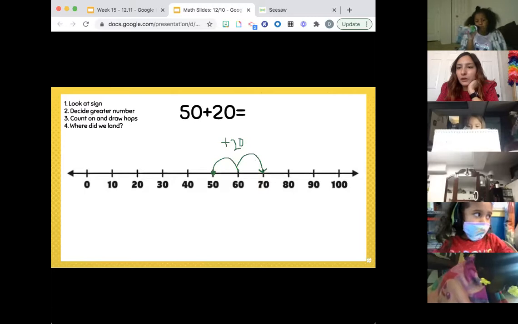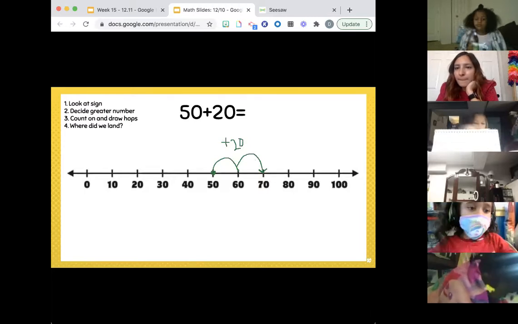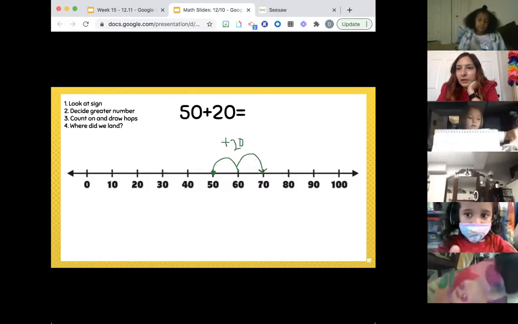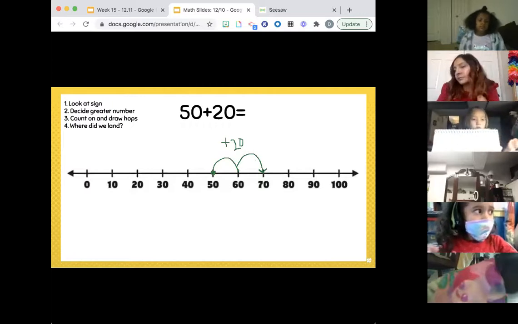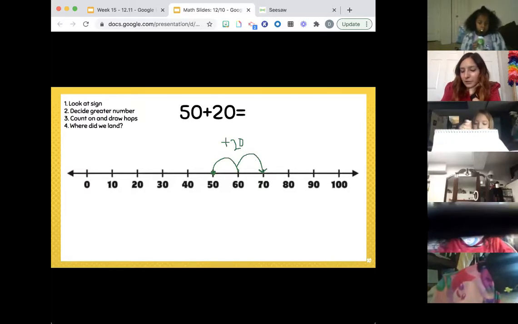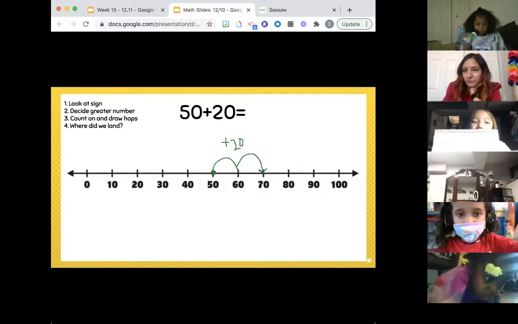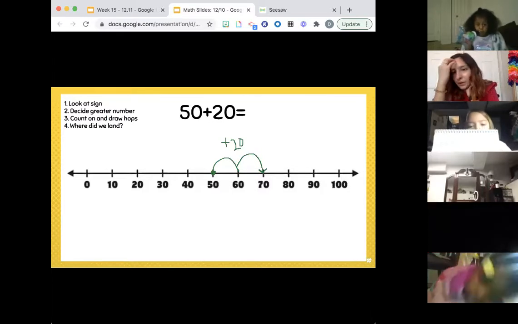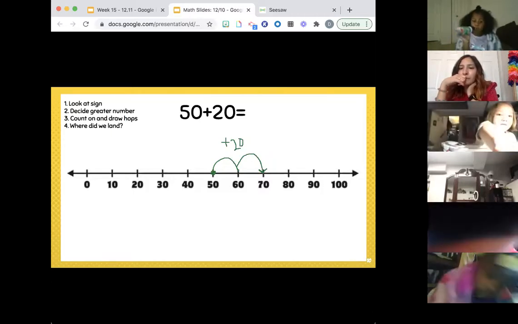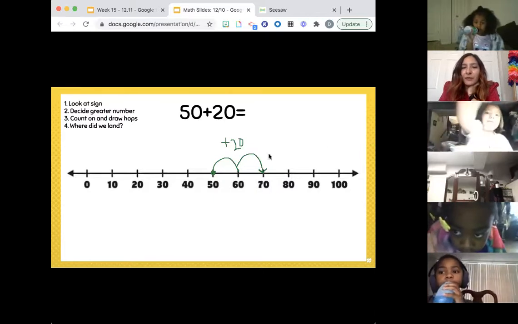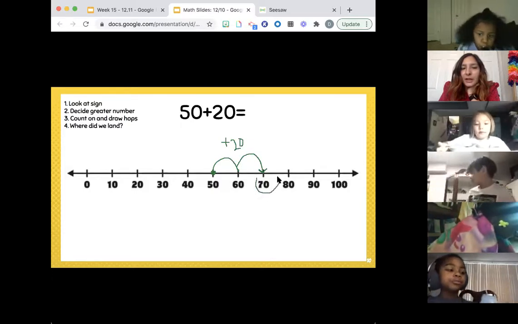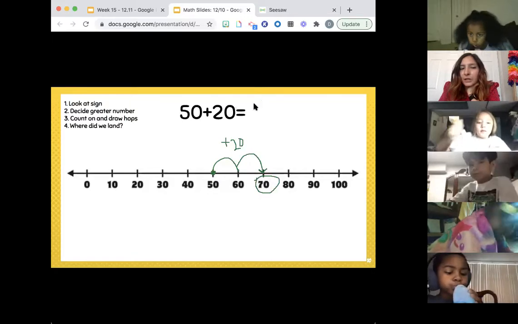Now, what do we do fourth? Sophia, what do we do fourth? Sophia, what do we do fourth? That's okay. So we find, remember, where did we land? And we landed on the 70. It's 50 plus 20. Great.